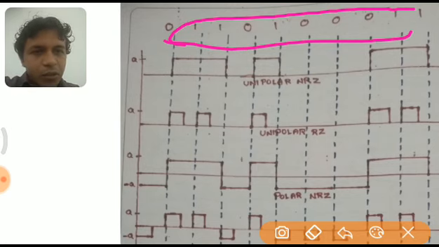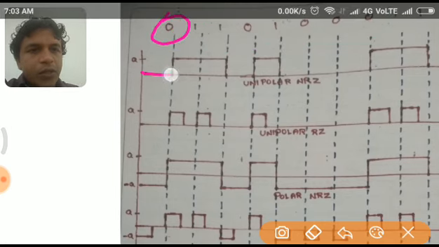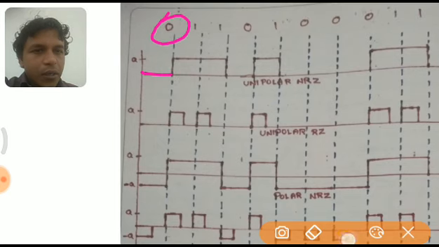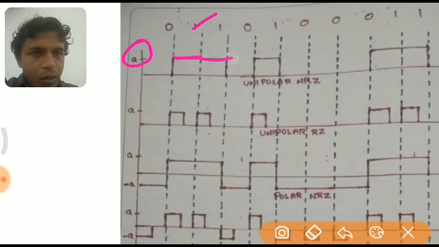That is shown here. The first bit is 0, it is represented by 0 amplitude level. The second bit is 1, it is represented by an amplitude level of A volt, and again 1 is represented by an amplitude level of A volt.